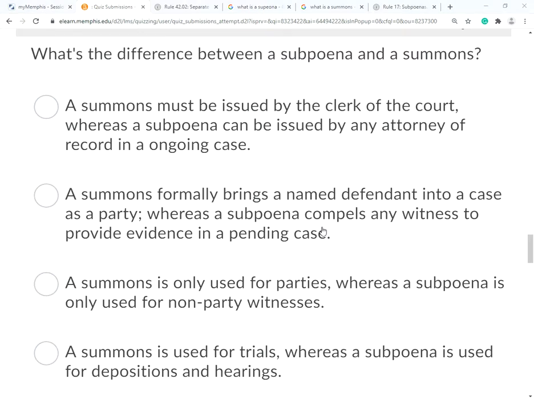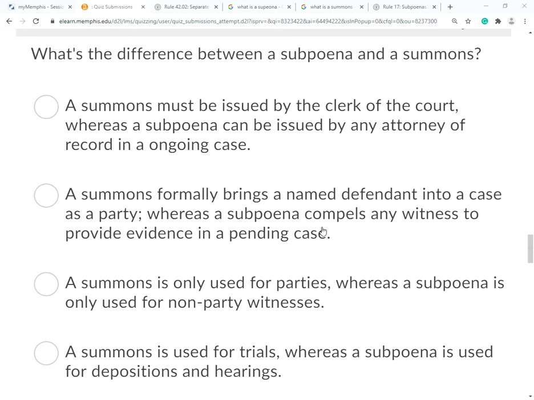I wanted to do my quiz 3 review for you today, and the question I'll be doing is: what's the difference between a subpoena and a summons? And we have four answers that we can select from. We'll say A, B, C, and D.